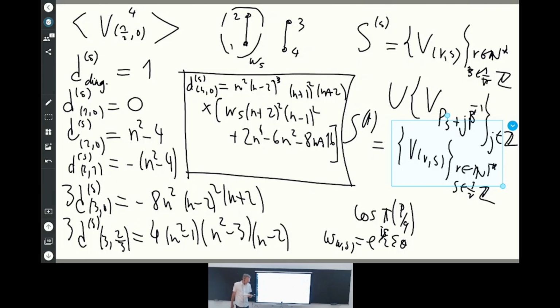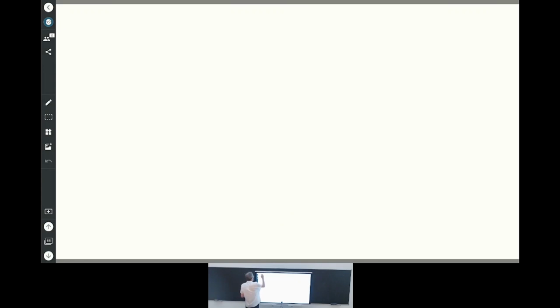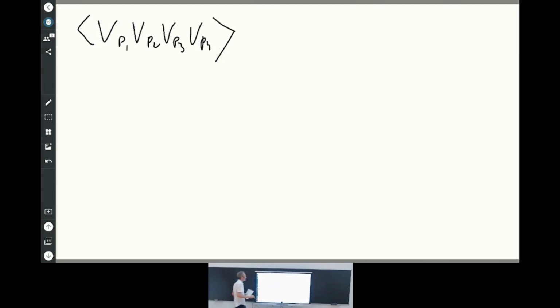Okay, so I want to give a second example of this type of result by looking at a completely different 4-point function now. If there are no questions on these formulas, or maybe someone spotted a mistake. Yeah. So let's consider a 4-point function of 4 diagonal fields, V_P1, V_P2, V_P3, V_P4. In this case, it looks a bit unphysical because these fields don't belong to any of our models.